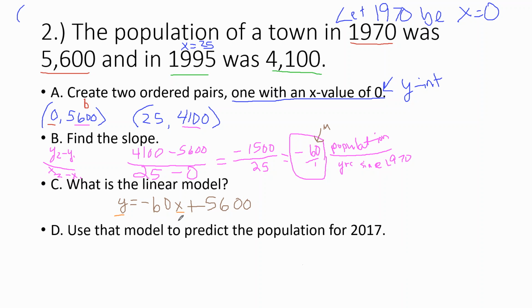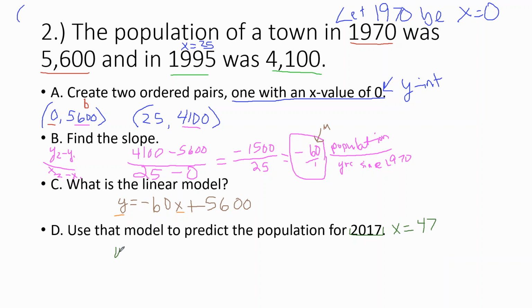So looking at letter D, we want to predict the population for 2017. Okay, well, what x value are we going to use for 2017? How do you figure that out? From the 1970? Yeah, exactly. Since 1970 is our starting point, how many years after 1970 is 2017? Don't laugh, but I have to use my calculator. 47. Good. I'd rather use your calculator than guess and get it wrong. All right, so 47. So that means our x value is 47.